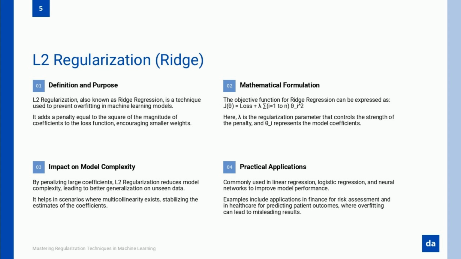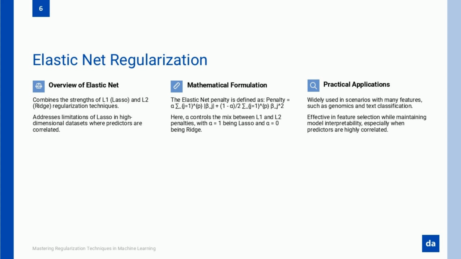But what if you need both? What if you have some useless features that should be eliminated, but you also have important features that need to be balanced? That's where elastic net comes in, the perfect hybrid between L1 and L2. And trust me, you don't want to miss this next part. All right, now we're getting to the real powerhouse of regularization, elastic net. This is where things get interesting because elastic net is like the best of both worlds.